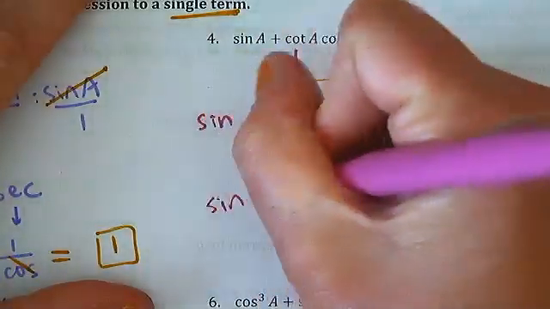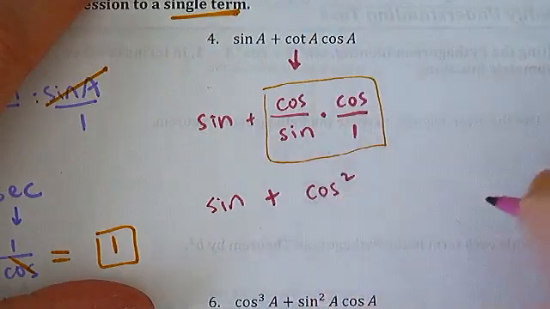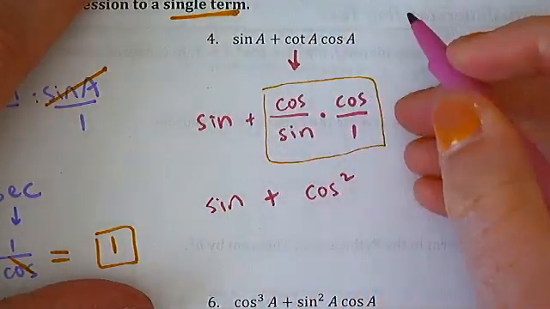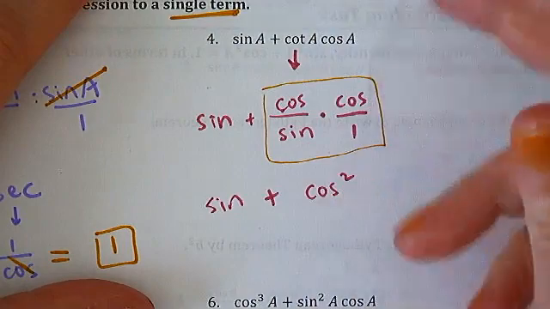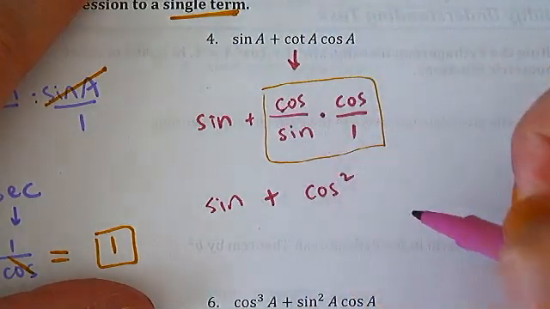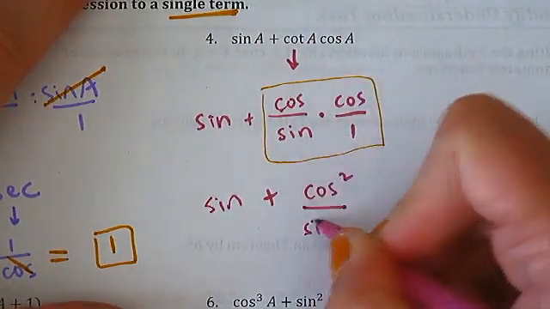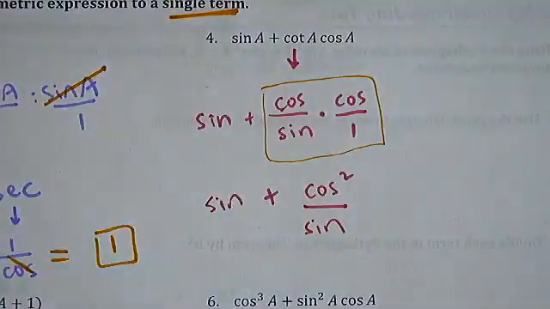So this is sine plus cos times cos is cos squared, right? Just like x times x is x squared, or 3 times 3 is 3 squared, which is 9. So it's no different. Cosine times cosine is cosine squared. And that's all over sine times 1, which is sine.